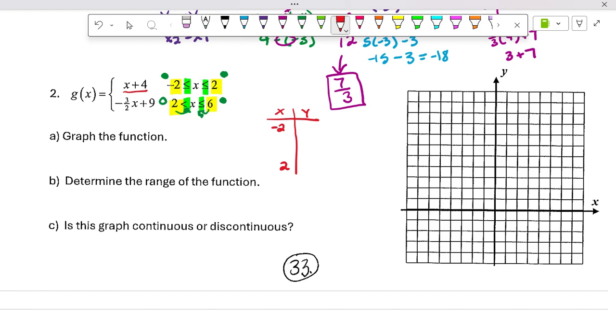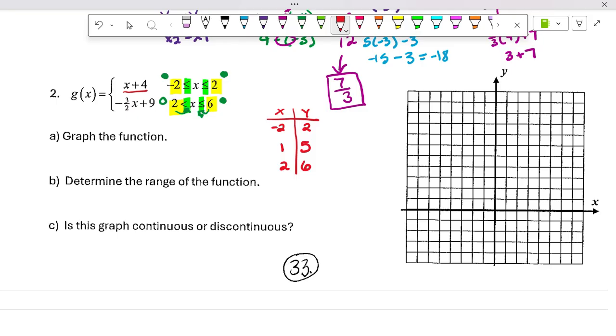So what's -2 plus 4? That's how we get our y values. It's 2. What's 2 plus 4? 6. And let's pick one more value. So someone pick a number between -2 and 2. 1. Okay, 1. What's 1 plus 4? 5. All right, so just like that, we have points.